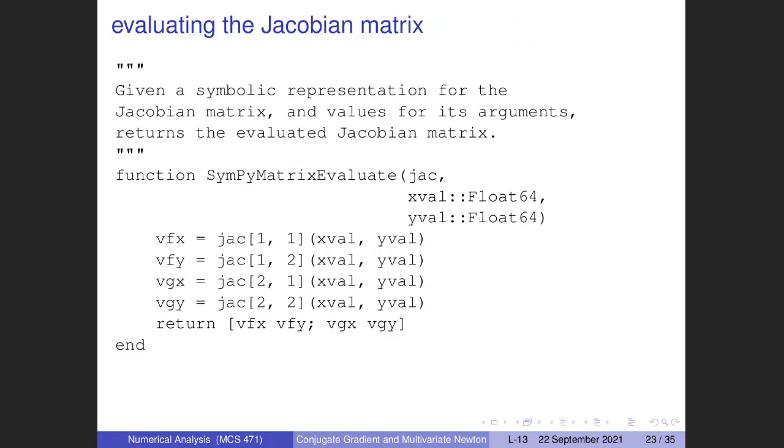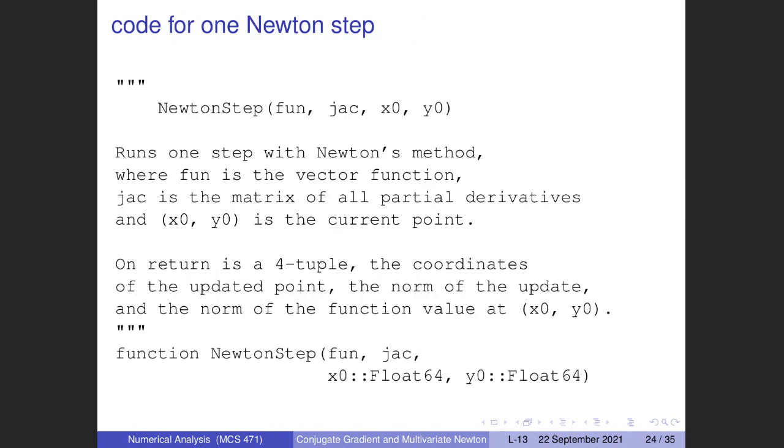Here you see how this actually happens. The lambdified expressions can be evaluated numerically, and we return a matrix. Everything is happening here with the 64-bit floating point numbers. All right, so these are the auxiliaries.